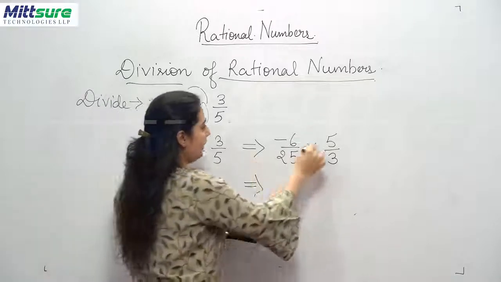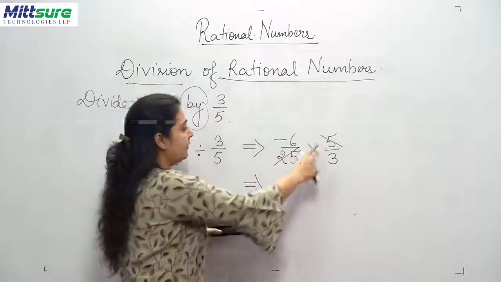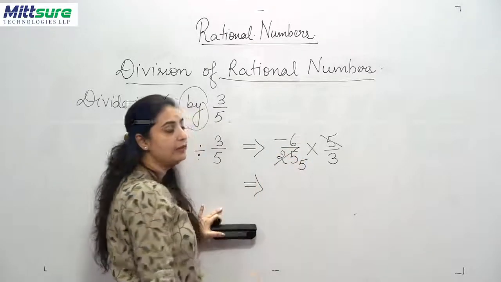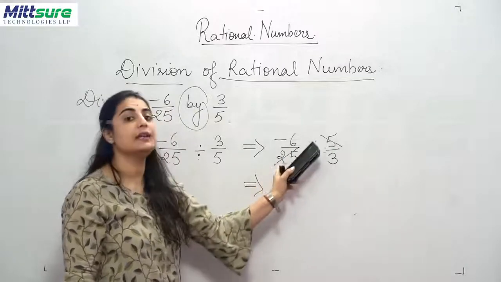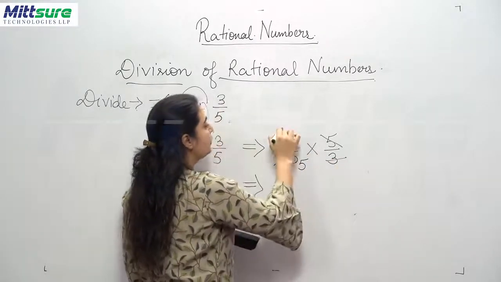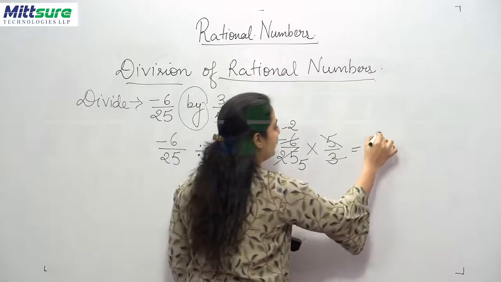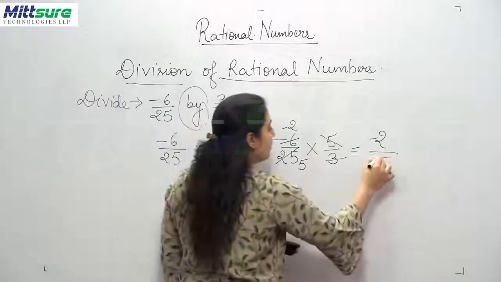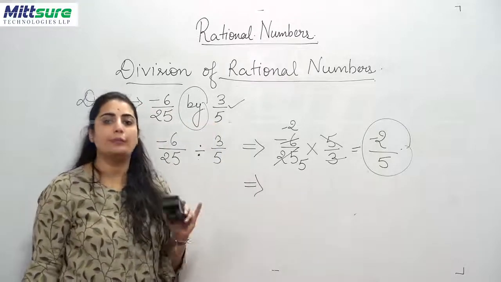Let's see. 5 cancels 25 5 times, right? What did I do? 5 ones are 5, 5 fives are 25. So instead of 25, I have written here 5. That is the direct cancellation, or you can say the direct division. Here 3 cancels minus 6 to minus 2. So what is left? In the numerator you are left with minus 2, and in the denominator you are left with 5. So the quotient of the given question of division is minus 2 upon 5.